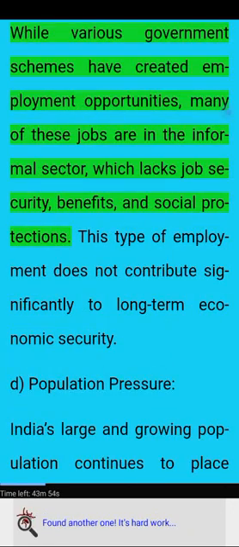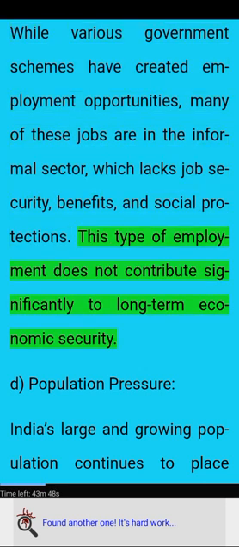C. Quality of employment. While various government schemes have created employment opportunities, many of these jobs are in the informal sector, which lacks job security, benefits, and social protections. This type of employment does not contribute significantly to long-term economic security.